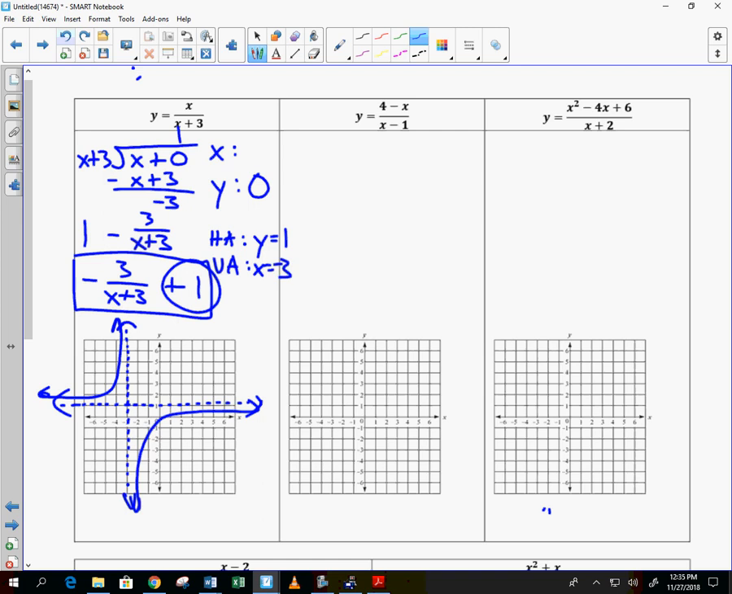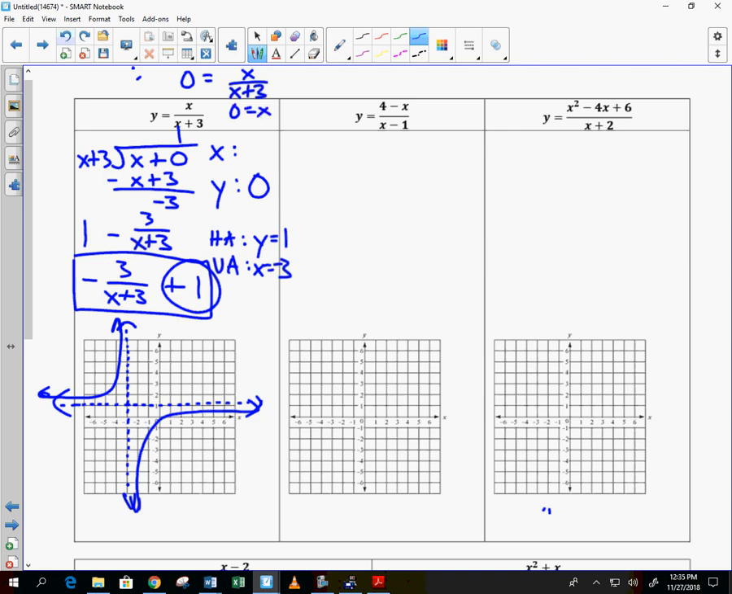Plug in 0 for y. 0 equals x over x plus 3. I'm going to show you a trick, okay? You want to solve that. Looks really complicated, right? I'm going to get rid of the denominator. You just multiply both sides by the denominator. What happens when you multiply by the denominator? You get 0 equals x.